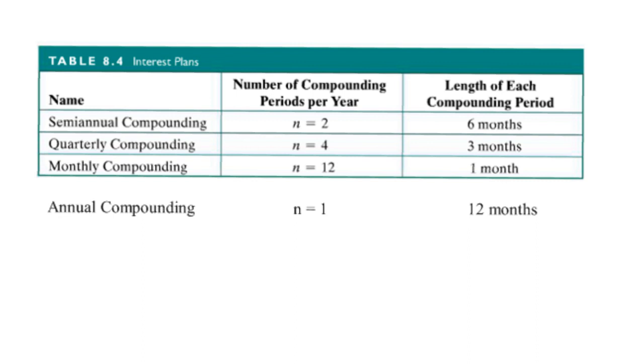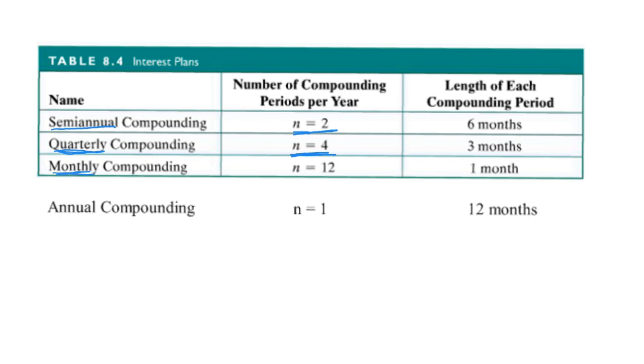So in 8.4, we're working on compound interest. In this case here, we're looking at the wording. If we have semi-annual or even biannual, that is twice a year. n is equal to 2. So twice a year or every 6 months, interest will be added to the current loan amount. Next, we have quarterly compounding. Quarterly means 4 times a year or every 3 months that we will be compounding interest.